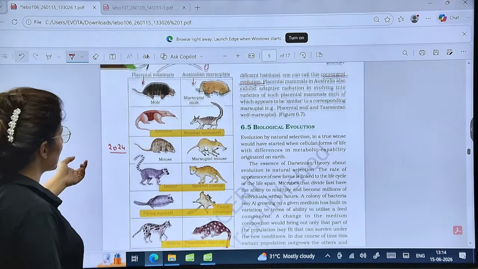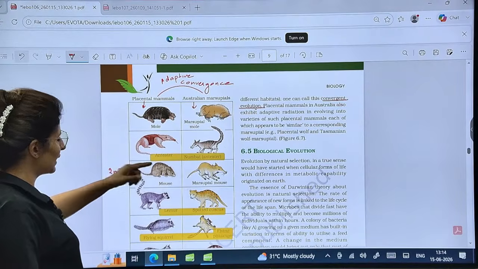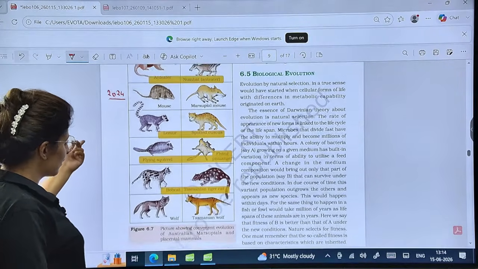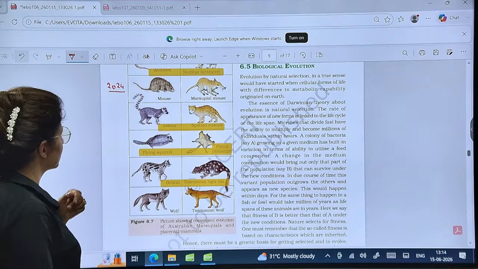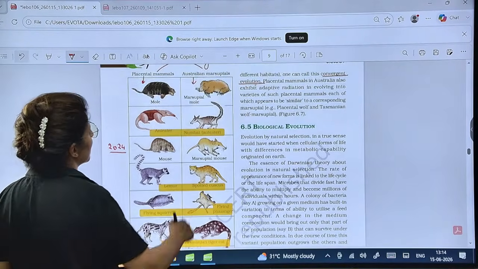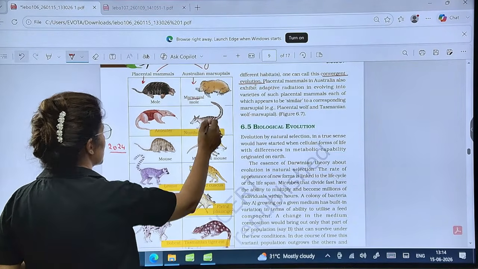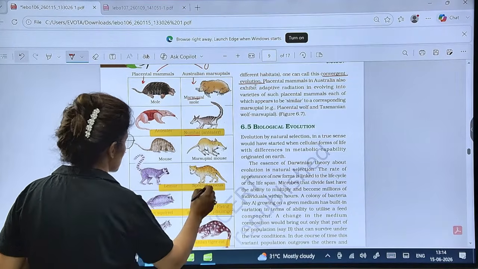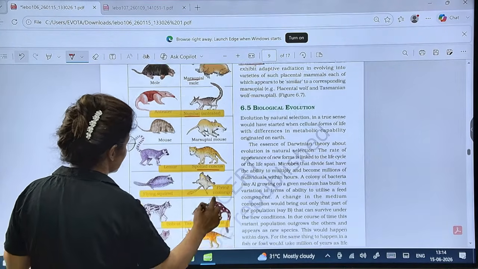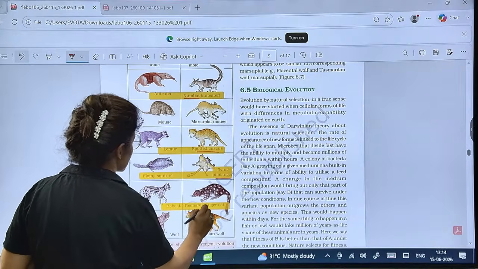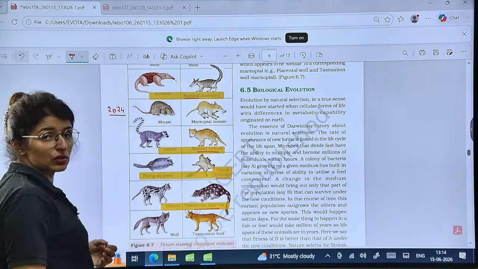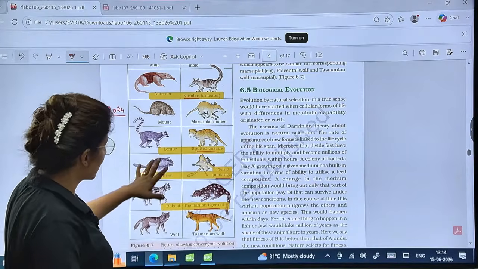So placental mammals are, see, mole, anteater, mouse, lemur, flying squirrel, and then we have bobcat and we have wolf. And in case of Australian marsupials, we have marsupial mole, we have numbat, and we have marsupial mouse, spotted cuscus, flying phalanger, and Tasmanian tiger cat. And you have to learn them in pairs also. So there are different types of questions that can come from here.